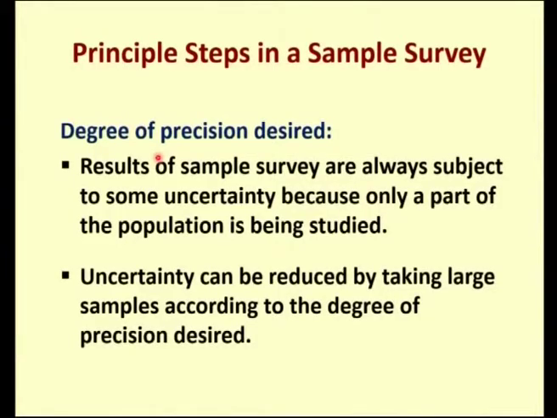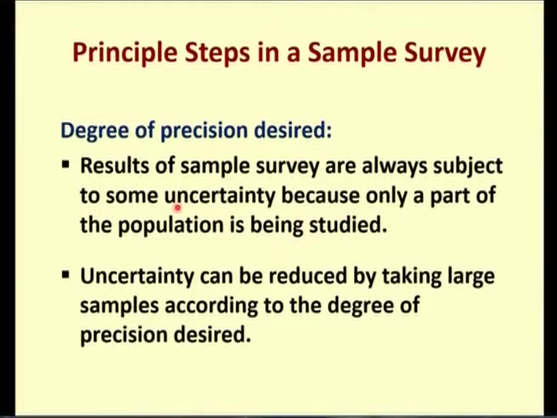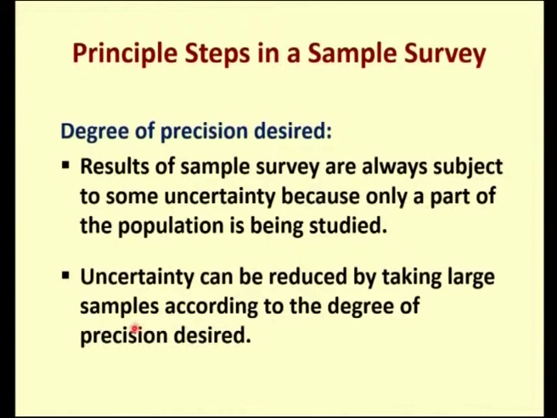And the next step, the degree of precision decided. The results of a sample survey are also subject to uncertainty. As we know, it is not a complete study; a part of the population is being considered and studied. So, definitely there will be uncertainty about the results. So, we should be very careful about the uncertainty. It has to be reduced by taking large samples.